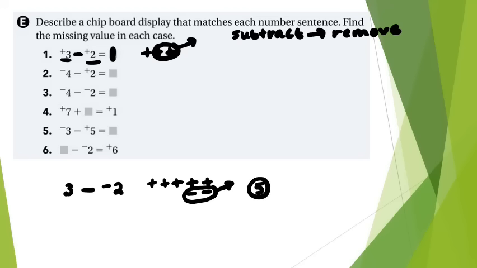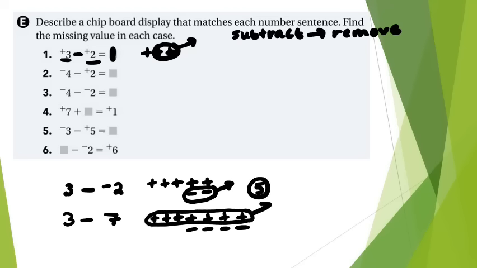Think about another one here. What if I had 3 minus positive 7? Again, I have 3 positives, but that's not enough if I want to take away 7 positives. So I would need to add more 0 pairs. In this case, I'd need to add 4 more 0 pairs until I have a total of 7 positives, at which point I can take those 7 away, and I see that I'm left with a value of negative 4.